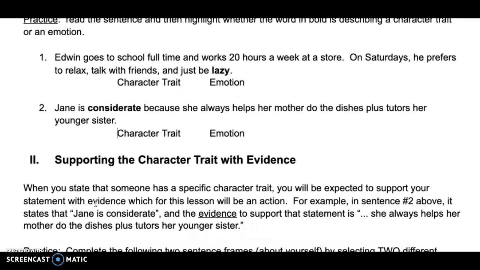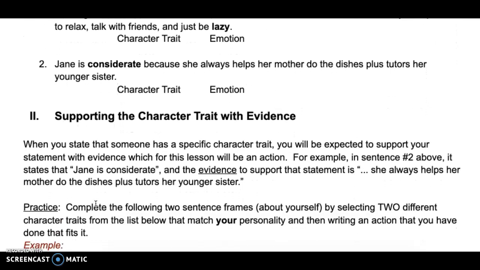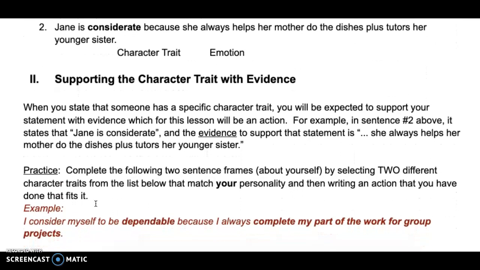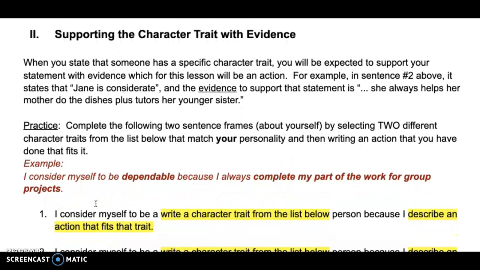Okay, now that you understand what a character trait is, you're going to be asked to support your idea with evidence. This is something that happens repeatedly in your English classes and probably your other classes where you have to support with evidence. When you state that someone has a specific character trait, you will be expected to support your statement with evidence, which for this lesson will be an action.